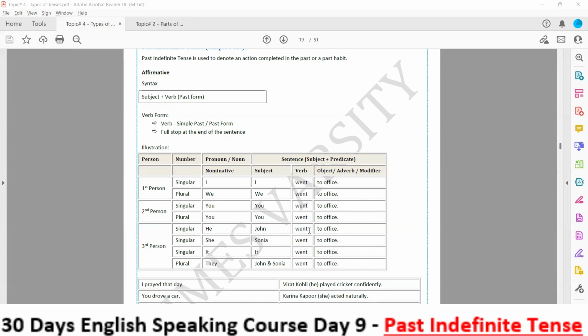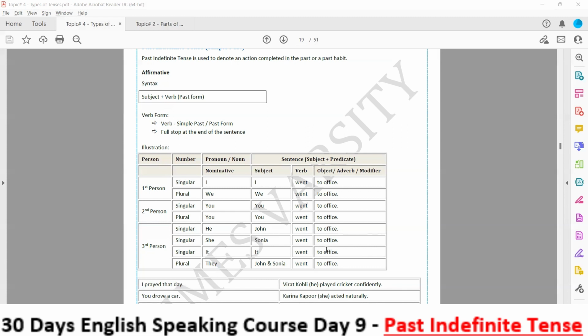He went to office. ये ऑफिस गए थे नहीं, he went to, वो ऑफिस गया. Or instead of he, you can use John, right? John also, जॉन name. Use this sentence, make this sentence. John went to office. जॉन ऑफिस गया या ऑफिस गया था. Right. Next. Sonia went to office. सोनिया ऑफिस गई थी.